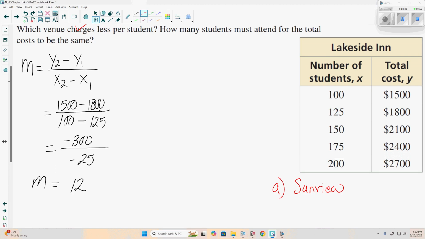Now, for us to be able to answer the second part, how many students must attend for the total cost to be the same, it would be helpful to have the equation of the line for Lakeside so that we can have an understanding of how much it's going to cost us per student for any given amount of students, where we can plug that in for X and find our value.